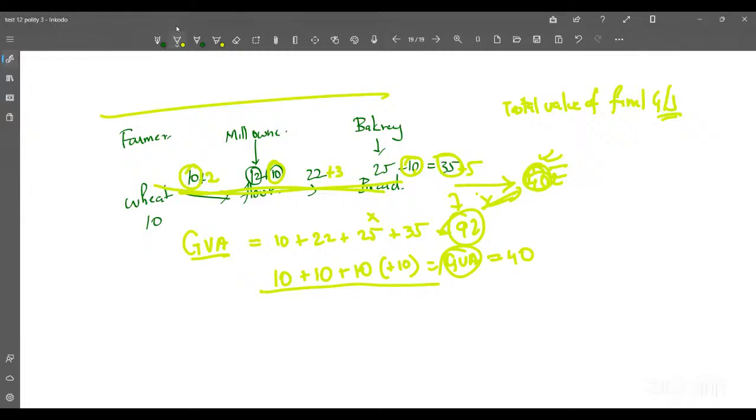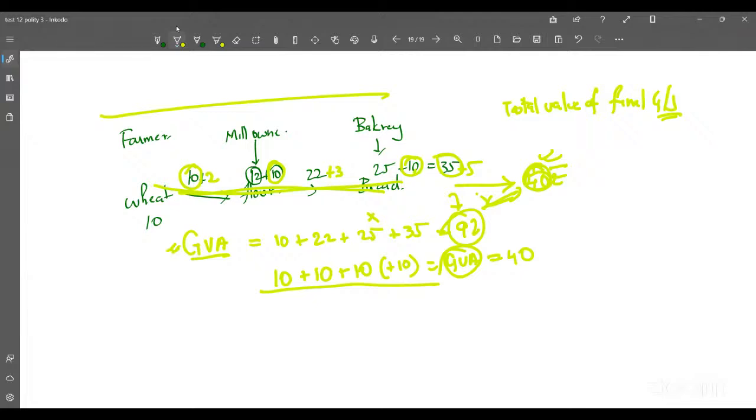But when it comes to the matter of GVA, I will not do it so. I will not go to the final product directly. I will go from the first stage. I will only add up the value added in each sector, each stage. What is the difference, sir? What is the advantage, sir?